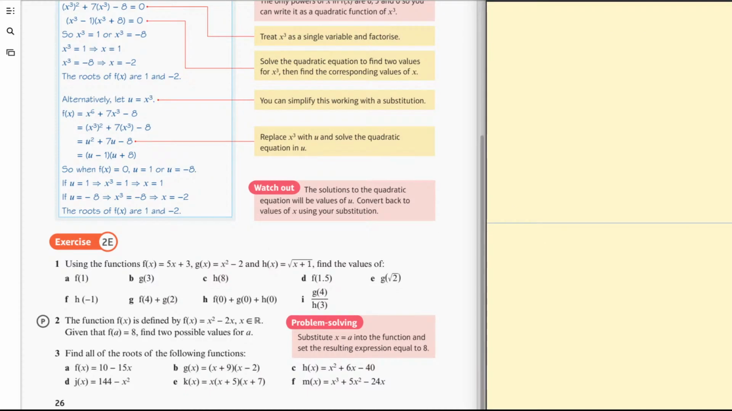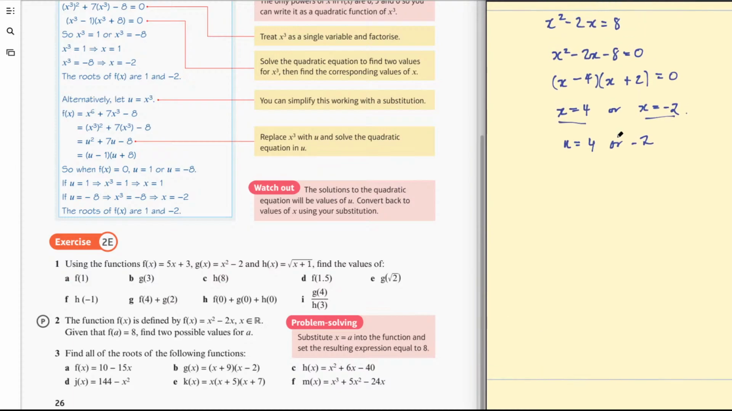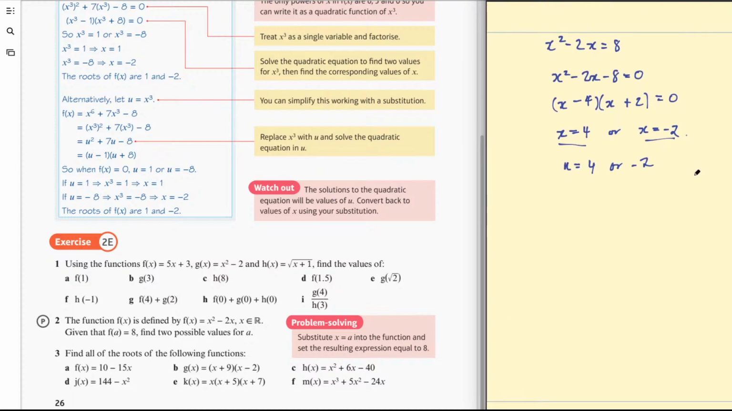Question 3. Oops. Question 3. Find all the roots of the following functions. So let's just do a and b here. Remember, a root is when that function equals 0. So f of x equals 10 take 15x. Let f of x equal 0.